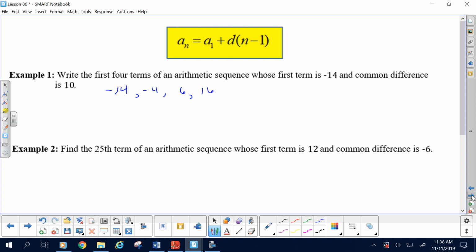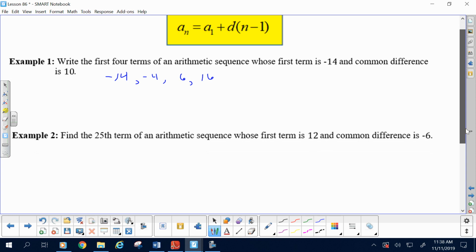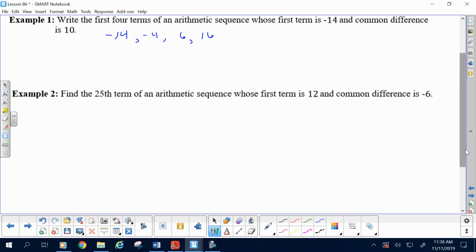Now, to me, it would be absolute foolishness to break out the formula and use it every time. That's really overthinking. Wouldn't you agree? That's easy. Okay. Now, find the 25th term of an arithmetic sequence whose first term is 12 and the common difference is negative 6. Now this, I definitely don't want to list terms. I don't want to start at 12 and add negative 6 and keep adding to get to the 25th. That's a waste of my time. So now I'm going to use the pattern.